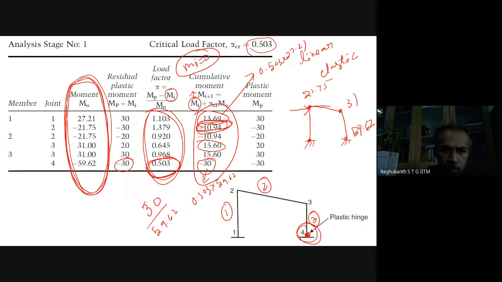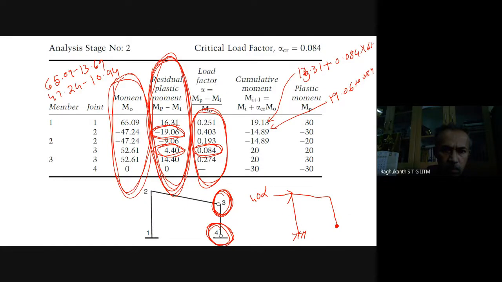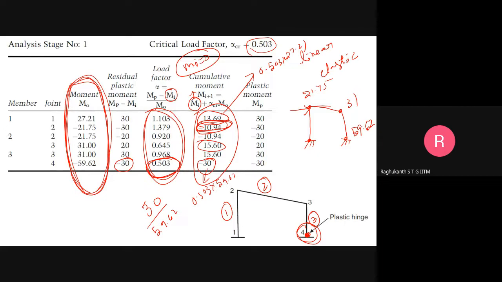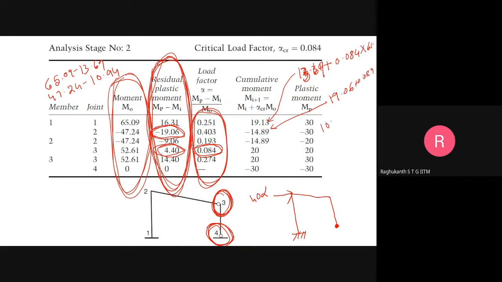Okay, I think I'm sorry. So this is 13.69. So if you add this one, you will get these numbers basically. Okay, the 14.89 will be like 10.94 plus 0.084 multiplied by 47.24. So this will be 14.89.